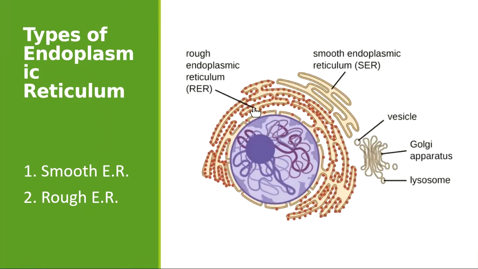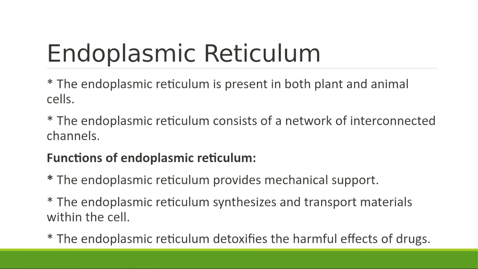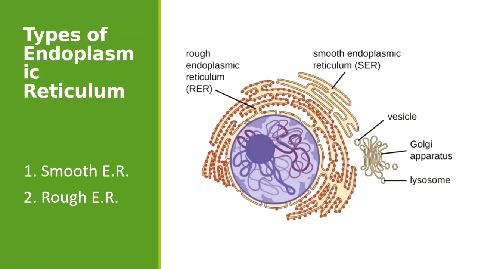What is their function in production? They produce proteins, because of the presence of ribosomes over their surface. So they have the three main functions we studied earlier: one is providing mechanical support, another is transportation and synthesis of material, and the third is detoxification of the harmful effects of drugs inside the cell. So these are the three main functions of the endoplasmic reticulum.